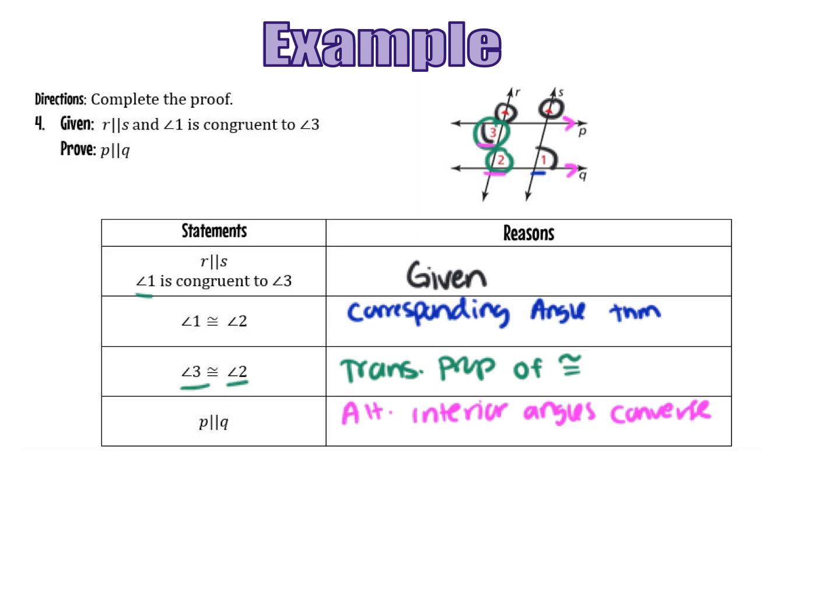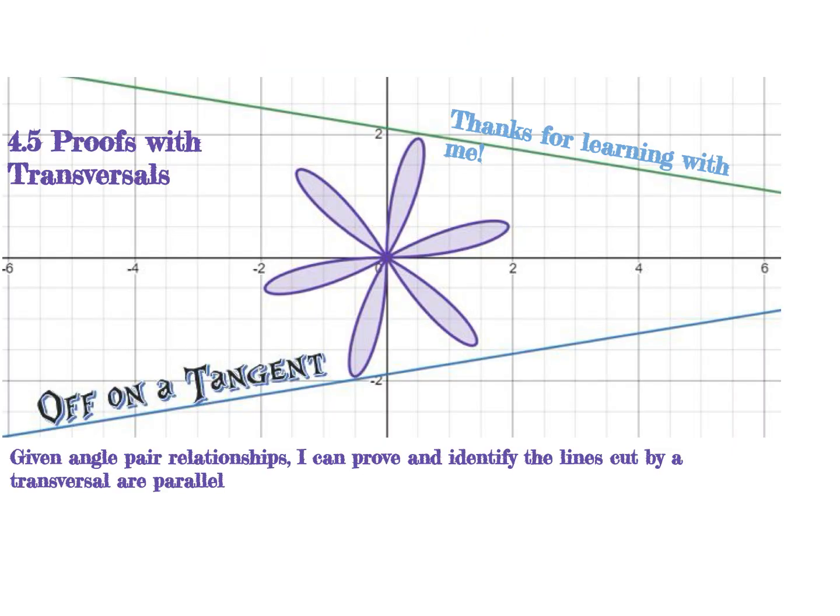Let's go ahead and wrap up this video. All right, in 4.5, we proved that lines were parallel, given information about the angle relationships when we have two lines that are cut by a transversal. We used corresponding, alternate interior, alternate exterior, and consecutive interior angles to look at these relationships to be able to prove and use parallel lines.